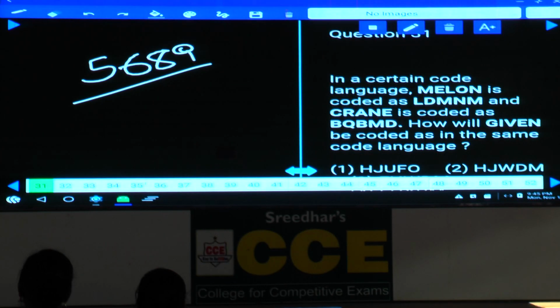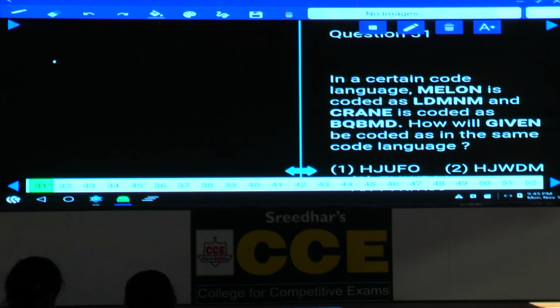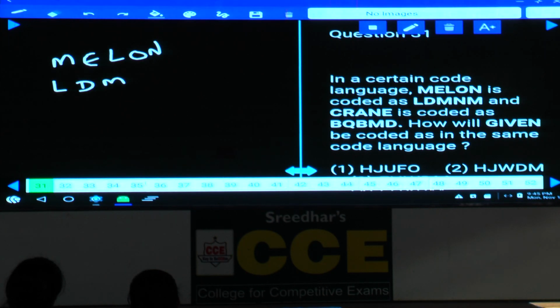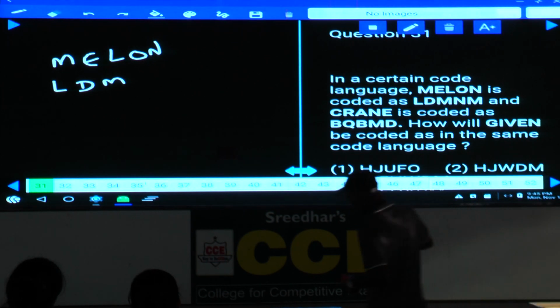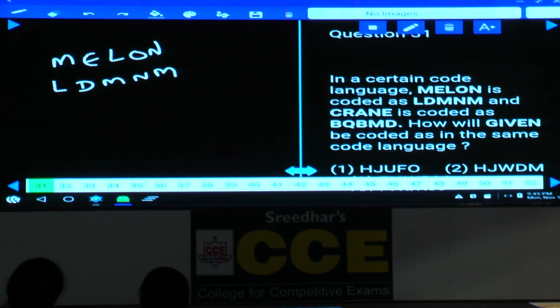Question number 31. In a certain code language, melon is coded as LDMNM, and crane is coded as... Now between M and L, between M and L, tell me what information we have.